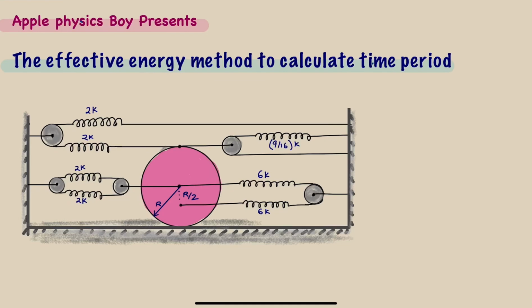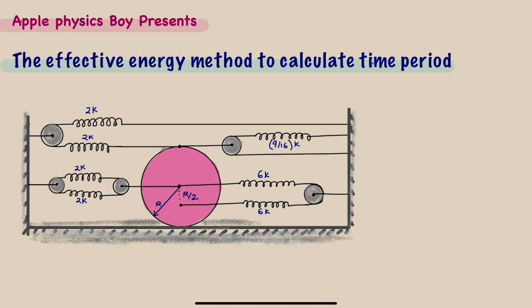Hello everyone. Today we will discuss a very important topic, the calculation of the time period of oscillation for simple harmonic motion. We will restrict our topic to the spring mass system only for this method. However, it can be extended to other systems.